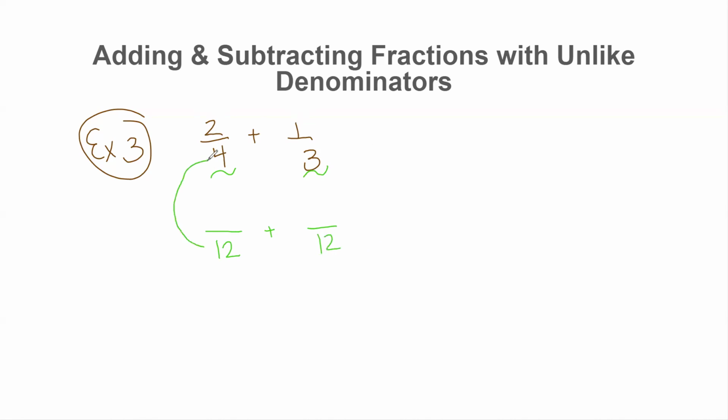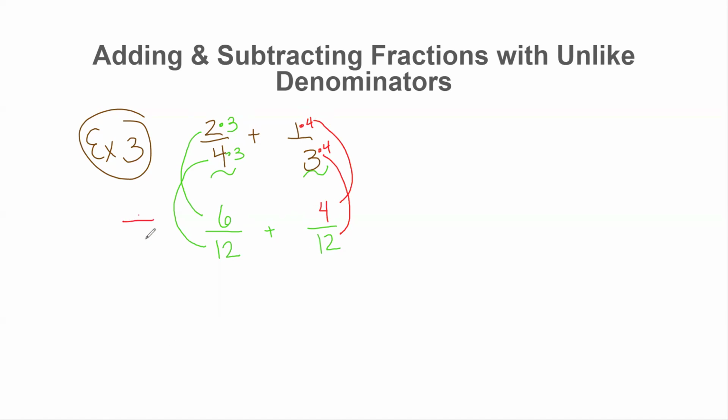4 times what is 12? Well, that would be 3. So you got to do that to the top. 2 times 3 is 6. And then come to the other one. 3 times what is 12? That would be 4. Do it to the top to be fair. 1 times 4 is 4.